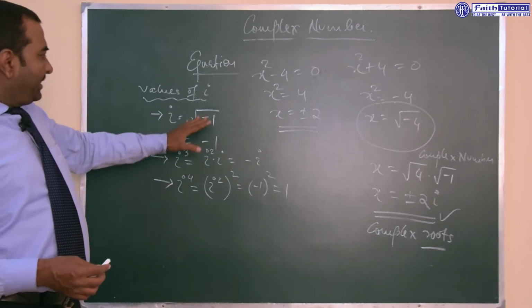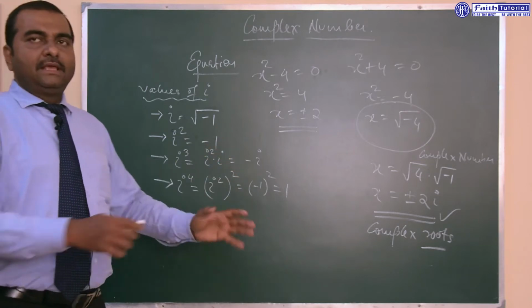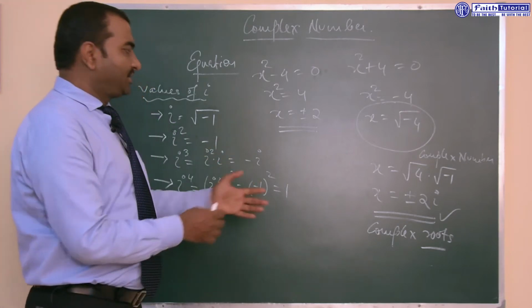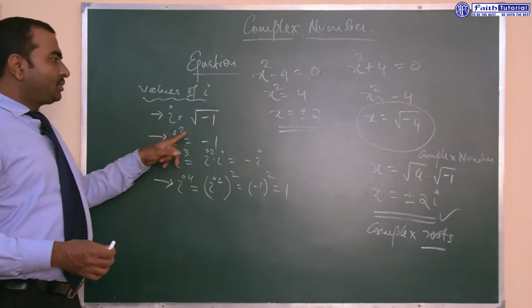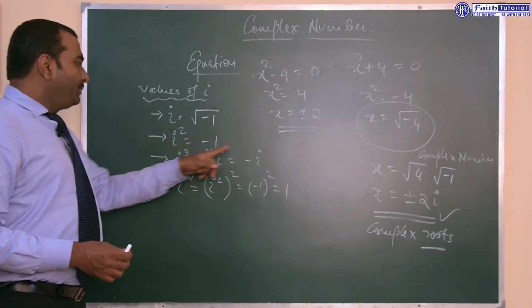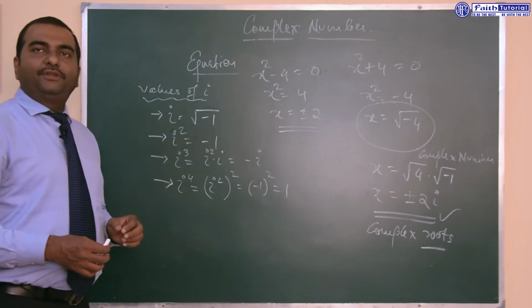So, we have to remember these set of values if we intend to go ahead with the discussion. Once again, i is root under minus 1, i square is minus 1, i cube is minus i, and i to the power of 4 is 1.